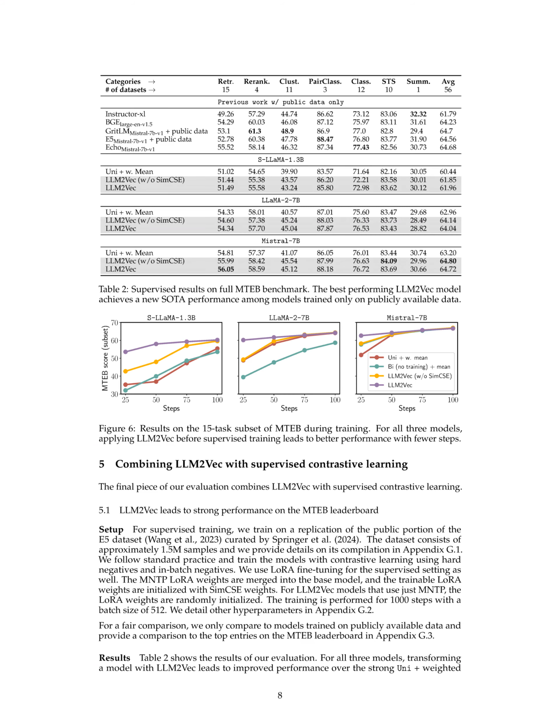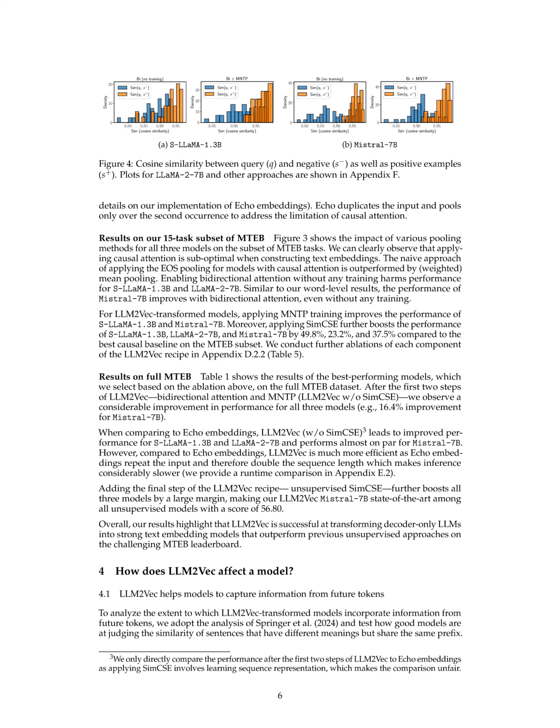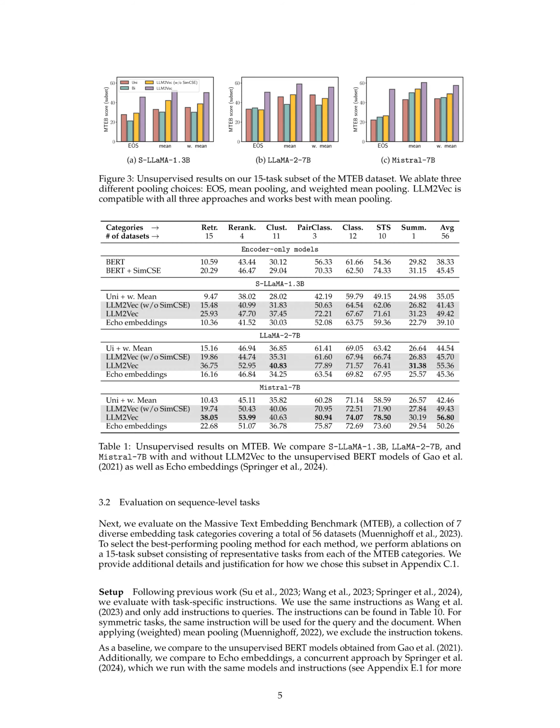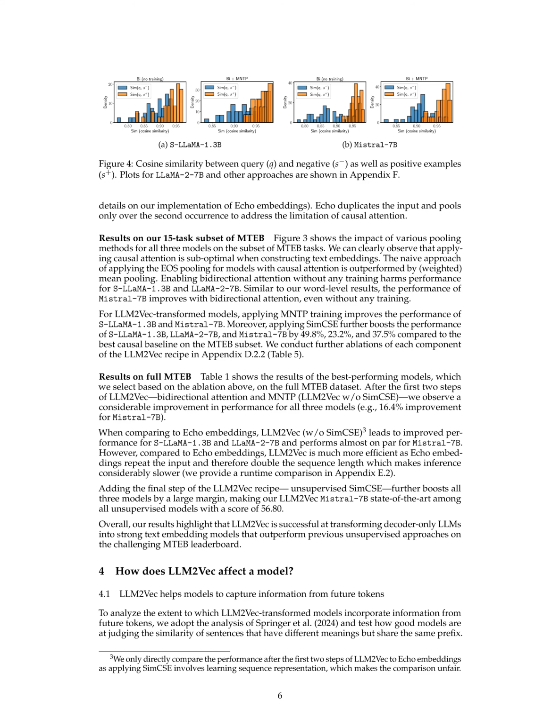This transformation results in a considerable boost in performance for all three models, SLLaMA 1.3b, LLaMA 2-7b, and Mistral 7b, on the MTEB tasks. The addition of CSSSE further enhances the performance of the models, with Mistral 7b achieving a state-of-the-art score of 56.80 on the MTEB, surpassing other unsupervised models. Overall, the results demonstrate that LLM2Vec is successful at outperforming previous unsupervised approaches on the challenging MTEB leaderboard, showcasing its effectiveness in producing strong text embeddings for a variety of tasks.